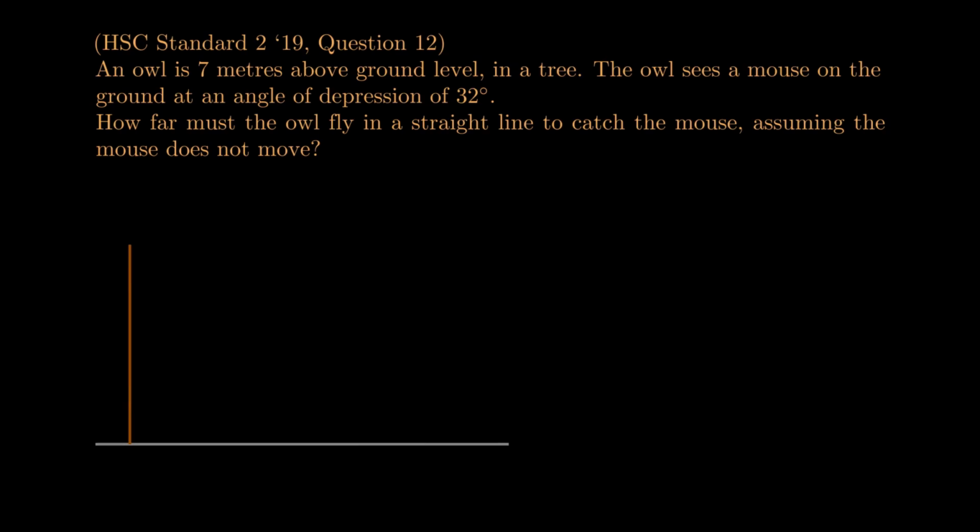When we draw these pictures, keep it simple. So don't draw an actual tree with leaves and stuff, just draw the information that's important. So there's an owl at a height of 7 meters above ground here. It sees a mouse somewhere on the ground, and the angle of depression is 32 degrees.